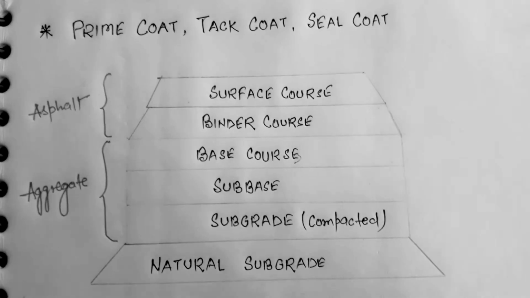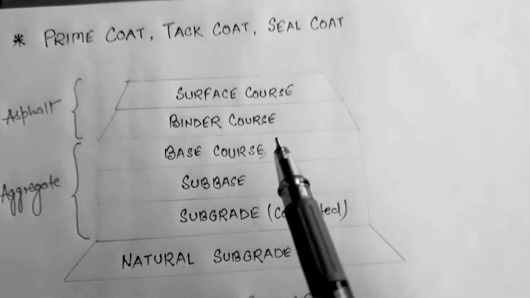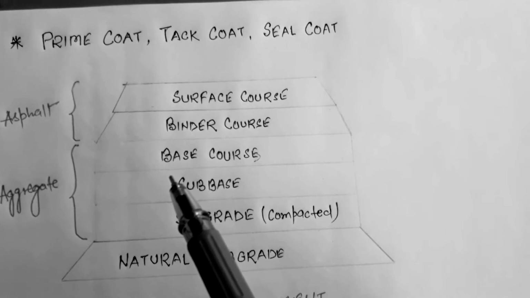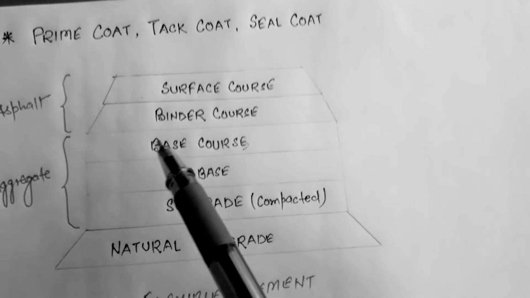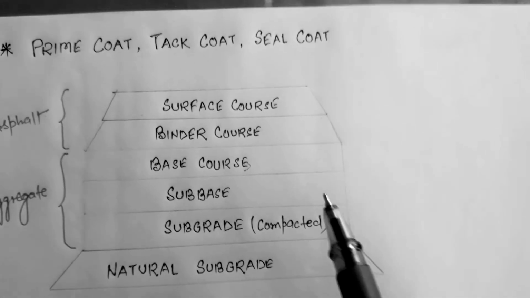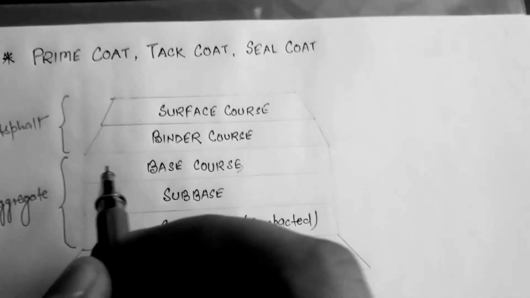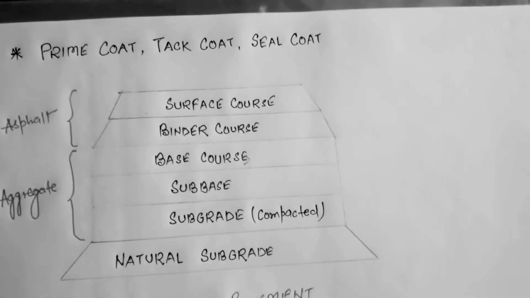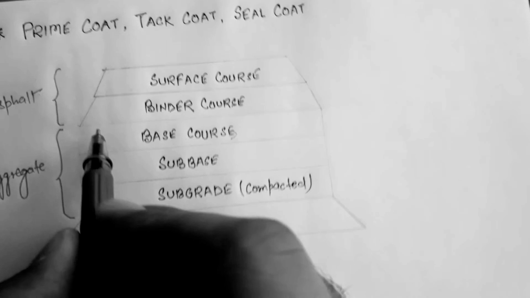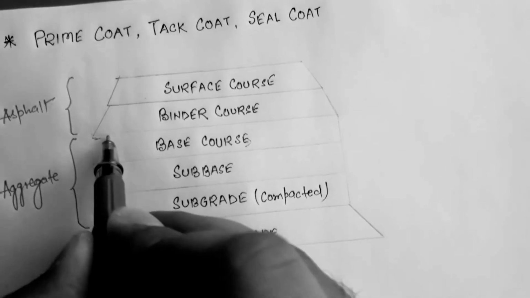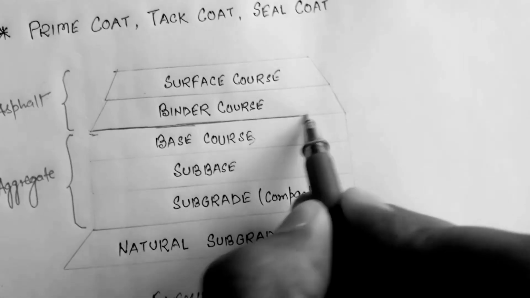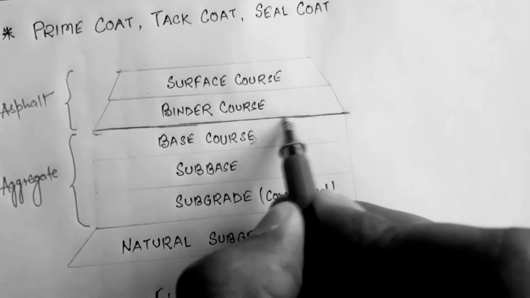Okay, so our today's topic is prime coat, tack coat and seal coat. So we will discuss here prime coat, tack coat and seal coat. What is prime coat, tack coat and seal coat? Here we can see the prime coat layer is the initial layer which will be provided on this portion. Okay, this is your prime coat layer.